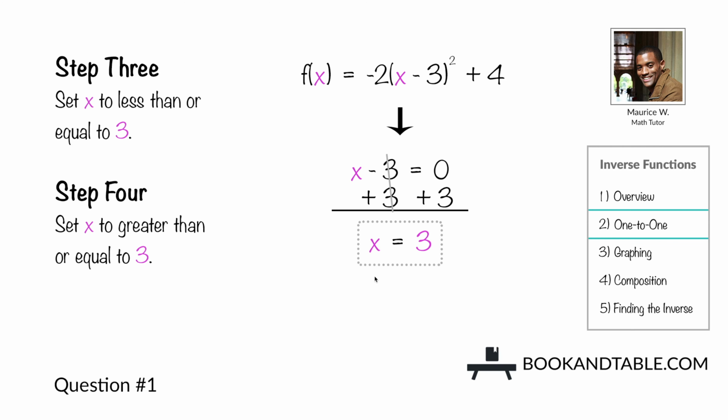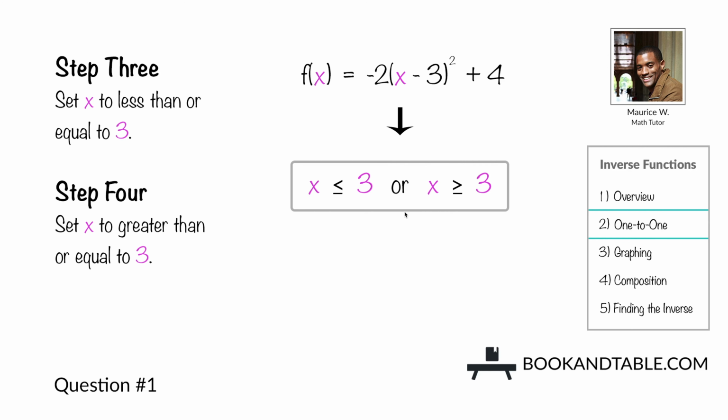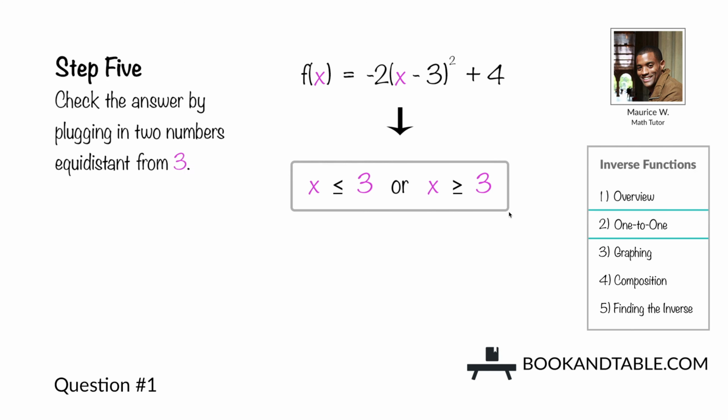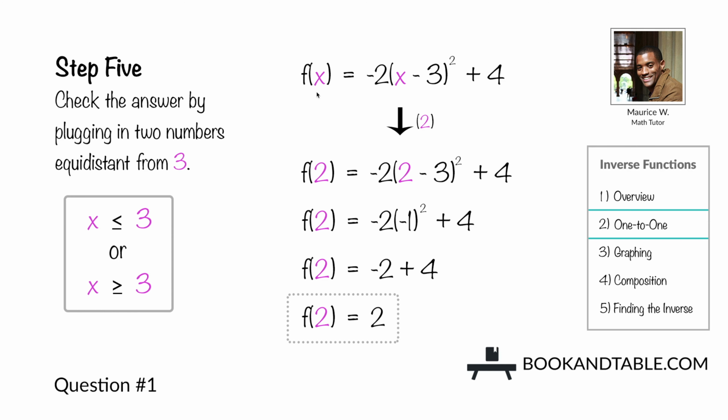So step 3, set x to less than or equal to 3. And step 4, set x to greater than or equal to 3. And this would be our answer. We can restrict the domain to x is less than or equal to 3 or x is greater than or equal to 3. And now, step 5, we can check the answer by plugging in two numbers equidistant from 3. This will show that 3 was in the middle, or the line of symmetry.